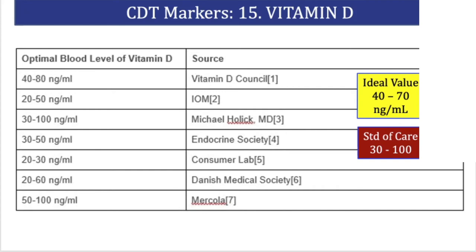So I think the Vitamin D Council probably has it best, along with Mercola: 50 to 100, 40 to 80. Those are much better ranges. Our range is 55 to 100. My data shows that 55 is sort of the best place to be.